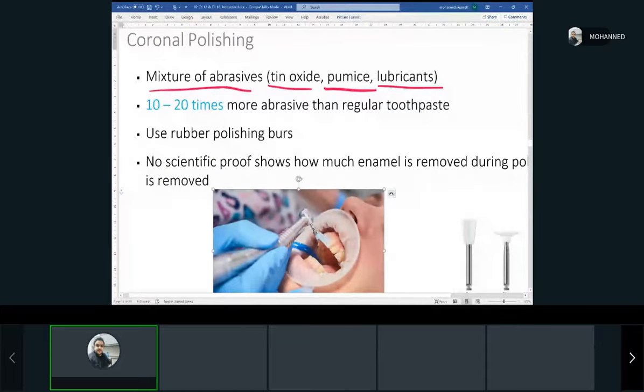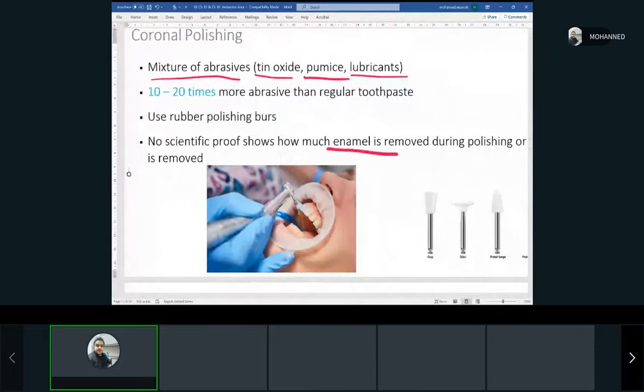So you can see there's no scientific proof showing how much enamel is removed during the polishing. When we do the polishing, although our goal is to remove the biofilm and the plaque from the tooth surface, a lot of times we end up also removing some enamel. If we're doing it too strong with a lot of pressure or too fast or with the wrong type of grit, like too much coarse grit, we can actually damage the tooth. We can remove some enamel. And that's why we should not do it more than twice a year, right? Every 6 months we can do some kind of coronal polishing.